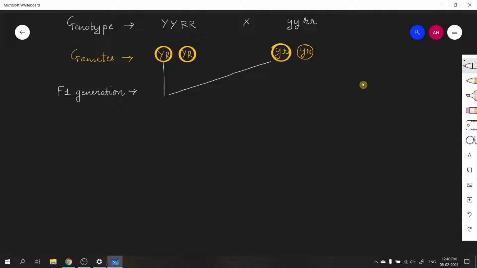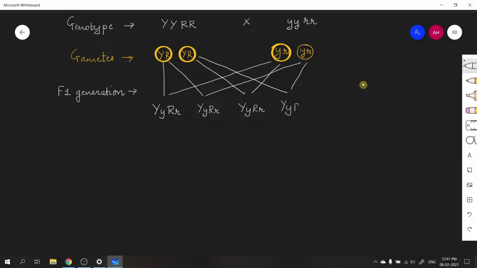Alright, so for a cross method, we simply consider the first gamete here crossed with the first of this one, right? And I'm going to write down as capital Y, capital R, small r. Simple. Now next, I'm going to consider the same gamete with the second one of this one, right? And I'm going to write down the genotype here. Then the second gamete from here with the first one of this, and then the second one with the second one of that one. Alright. Now this is your F1 generation, also called as first filial generation.